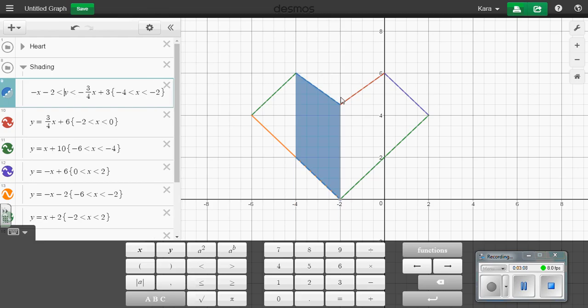Now you can see that this shading has been limited on the top by the negative 3/4x plus 3, y is less than that. And then on the bottom by my orange line over here, negative x minus 2. Really, I don't need this orange line, as far as greater than is concerned, until I get to this bit right here. Now, the domain, you're going to be thinking, okay, well, it's cut off on the left and right. If I move it to the right, let's say I want to keep this shading going all the way to positive 2.